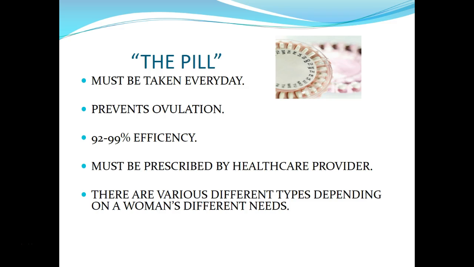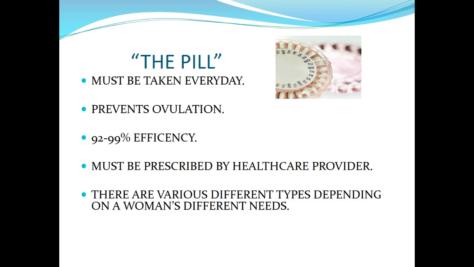There are 21 pills with hormones, and there are 7 pills that are placebo pills when we're talking about combined pills. And there are also ones that are considered low dose pills, meaning that the hormone level contained in those pills are lower than other types of birth controls. And it's important to know that those low dose pills may be a little less effective.